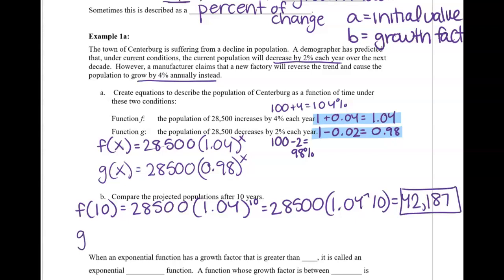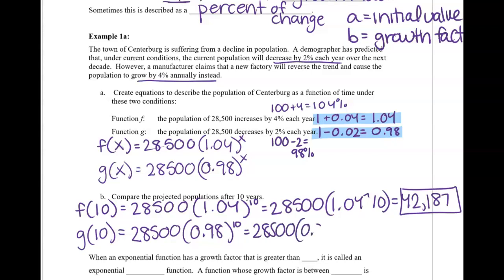The demographer, who thinks the population will shrink by 2% each year, g of 10, so he thinks, or she, I don't know, 28,500 times 0.98 to the 10th, or 28,500 times 0.98 caret 10, equals 23,287.